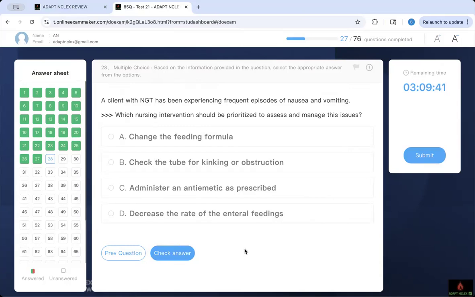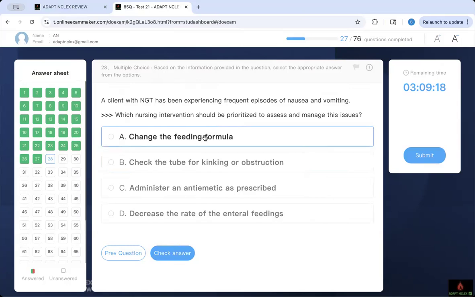Check the tube for a kink. Administer antiemetic and decrease the rate of enteral feeding. Something should be wrong when I'm feeding you through an NG tube and you're having nausea and vomiting. What do you think is the most likely problem? You pick your answer. Think about the situation carefully. If you look at it in isolation, you may get it wrong, but think about it.